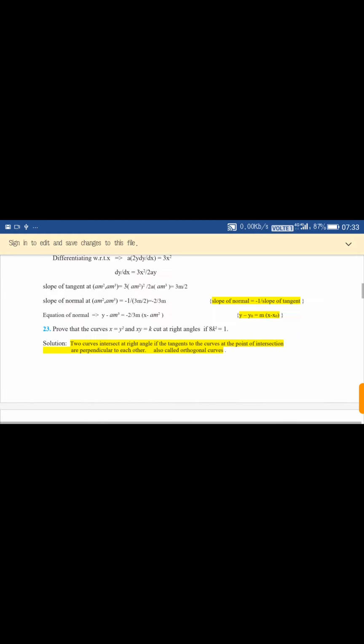Before solving this, we have to recall the condition and the concept. Two curves intersect at right angle if the tangents to the curves at the point of intersection are perpendicular to each other. These curves are also called orthogonal curves. So, using this concept, what will you do?